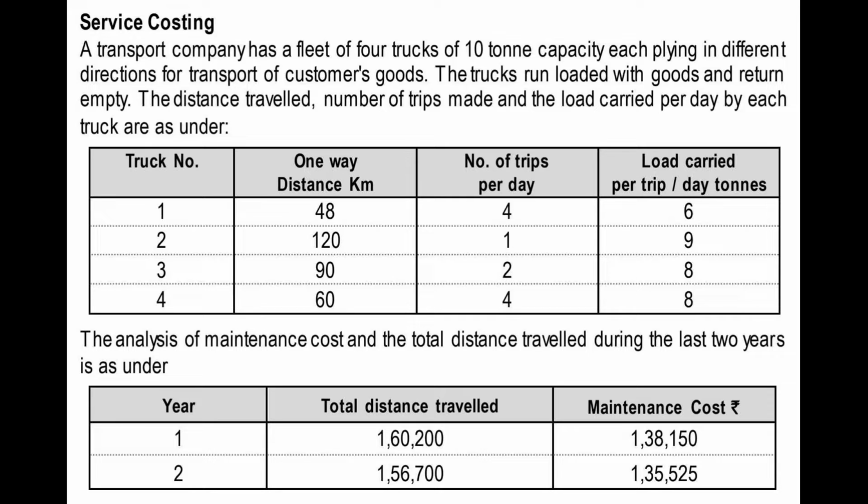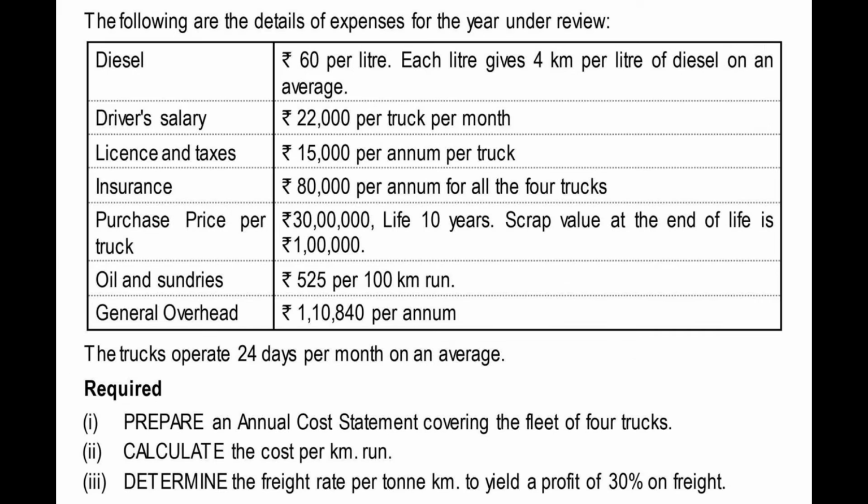The analysis of maintenance cost and total distance traveled during the last 2 years is as under. First year, the total distance traveled is 1,60,200 and the maintenance cost is 1,38,150. The second year, distance traveled is 1,56,700 and the maintenance cost is 1,35,525. The following are the details of expenses for the year under review.